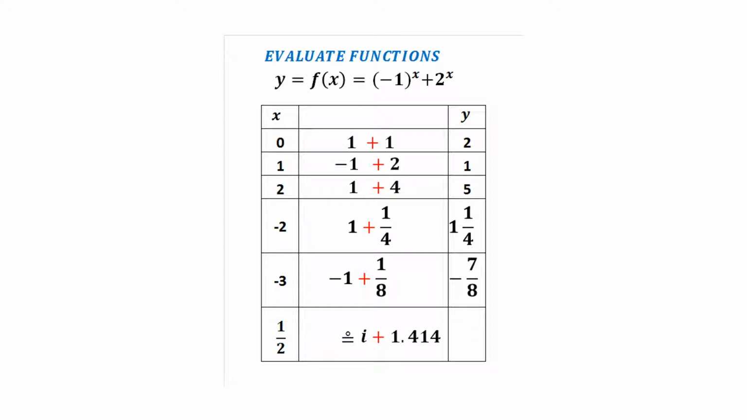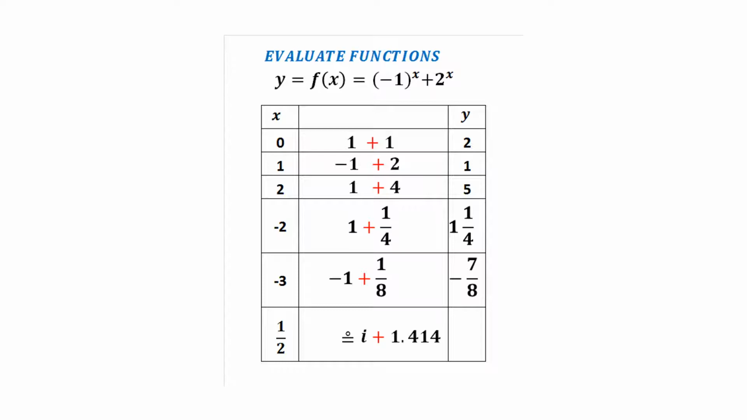Now we do negative 2. So minus 1 to the negative 2 is 1 over minus 1 squared, and minus 1 squared is 1, so that's 1 over 1 is 1. And then we got 2 to the negative 2, that's 1 over 2 squared, and that's 1 over 4, so we got 1 plus a fourth, which we write as 1 and a fourth. Okay, now we're going to raise everything to the negative 3 power. So minus 1 to the negative 3 is 1 over negative 1 to the third, which is negative 1 over negative 1, because negative 1 cubed is negative 1.